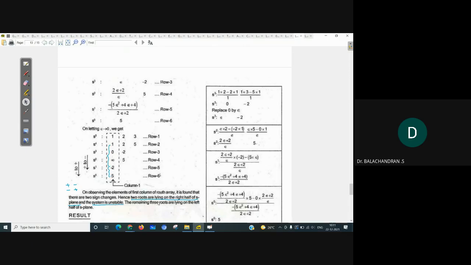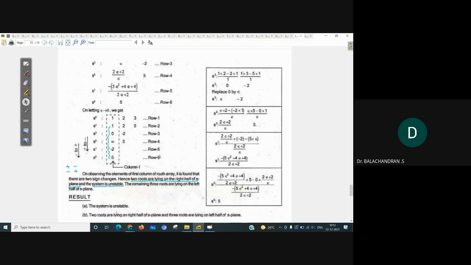The remaining three roots, because the given equation is a polynomial of degree 5, the remaining three roots are lying on the left half of the S-plane. The conclusion or result: the system is unstable. Two roots are lying on the right half of the S-plane and three roots are lying on the left half of the S-plane.